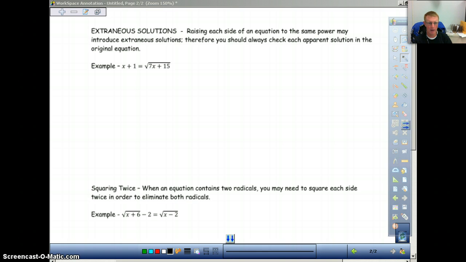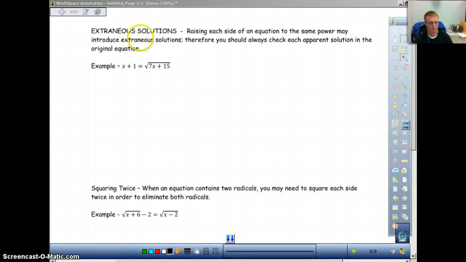But basically, what we're going to be doing here is this is where the extraneous solutions comes in. It says raising each side of an equation to the same power may introduce extraneous solutions. Therefore, you should always check each apparent solution in the original equation. So let's just go through and solve this.